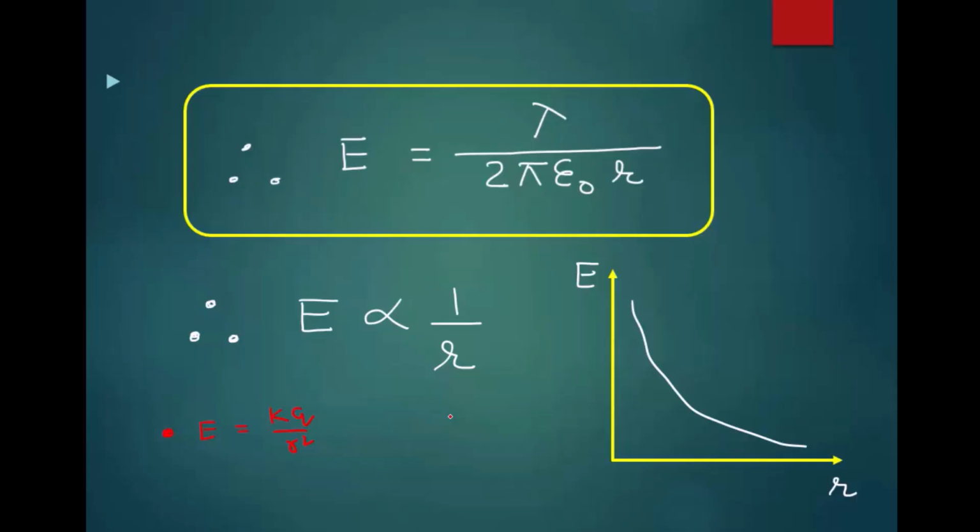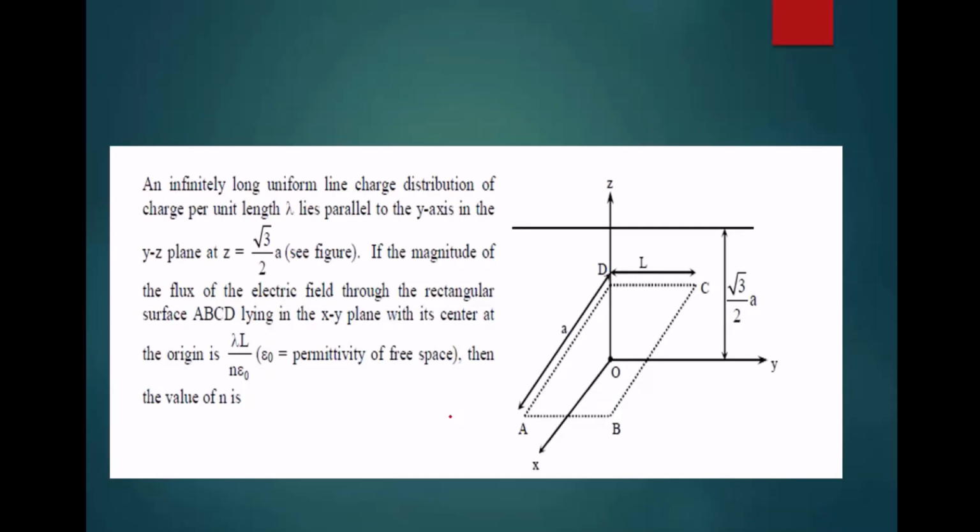Let us try to look at a question on the same concept. This was a question asked in the JEE Advanced exam of 2015. An infinitely long uniform charge distribution of charge per unit length lambda lies parallel to the y-axis in the yz plane at z equal to root 3 by 2 a. So this is the wire or line charge, as we call it, and it is at a distance root 3 by 2 a from this xy plane.